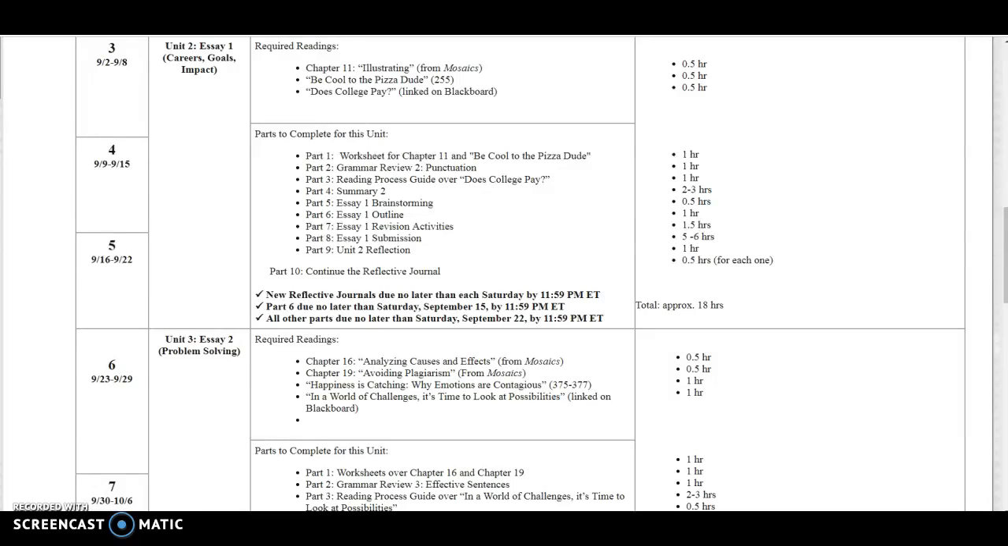So we read that, and you can see there are some other parts weaved in here as well. Chapter 11 from the Mosaics textbook is a chapter on exemplification and developing examples, and then the Be Cool to the Pizza Dude essay is just a great little exemplification essay that they do a little activity over. And then we do a little bit of grammar review, and then after that you'll see we're actually getting into the essay project. They just don't necessarily know it yet.